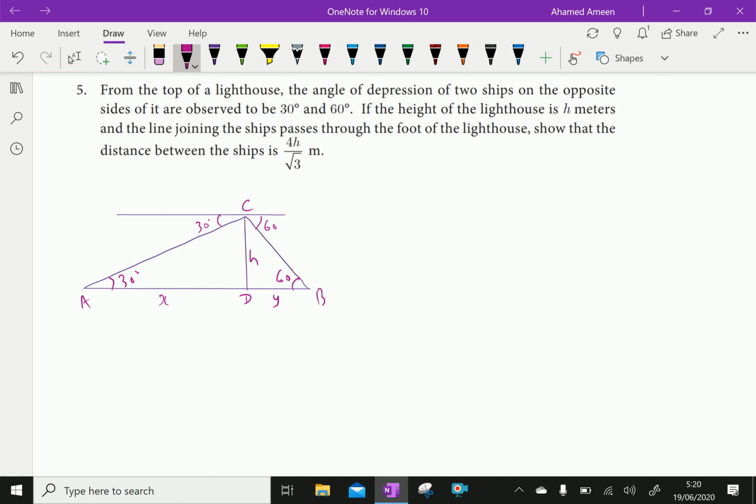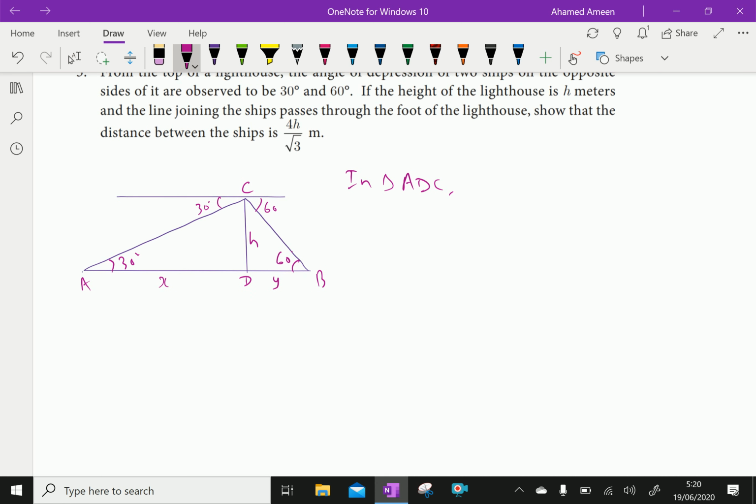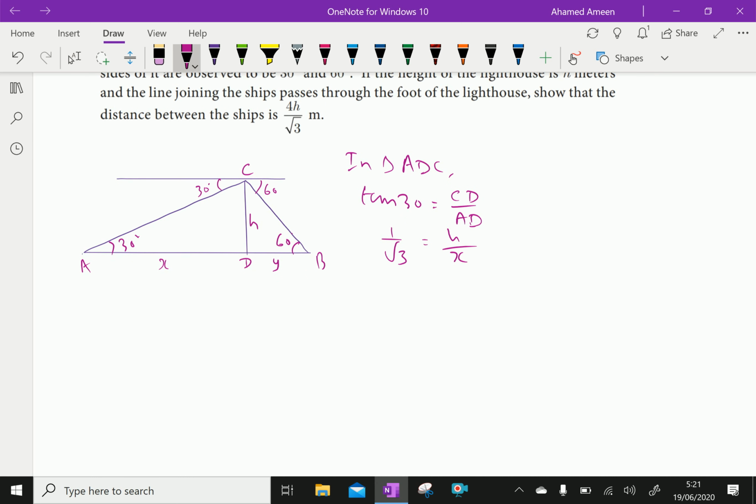Now, in triangle ADC, tan 30 is CD over AD. Tan 30 is 1 over root 3, CD is h over AD, which is X. From this we can write the relation X equals root 3 h.